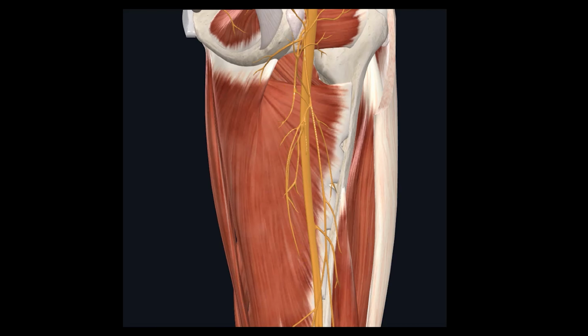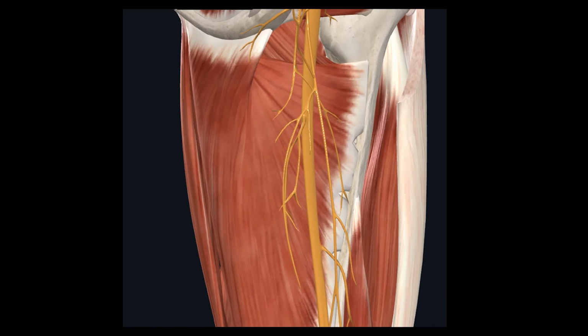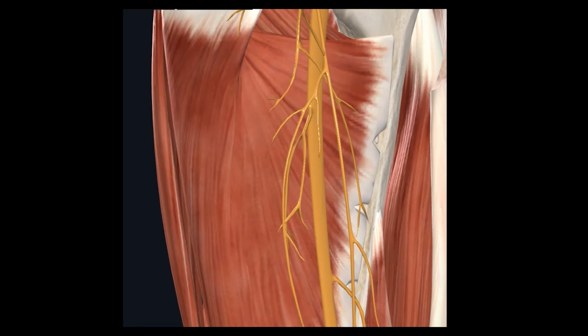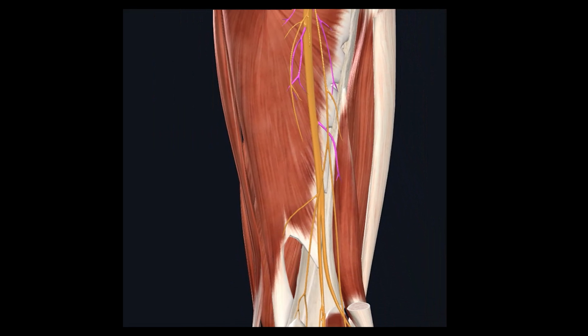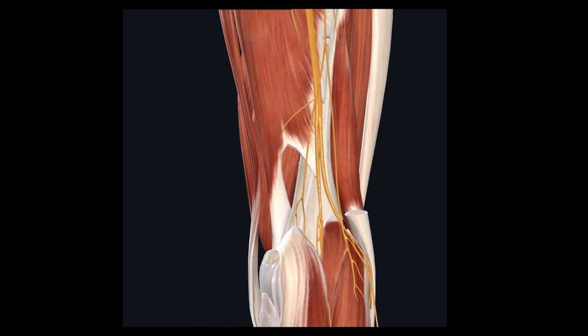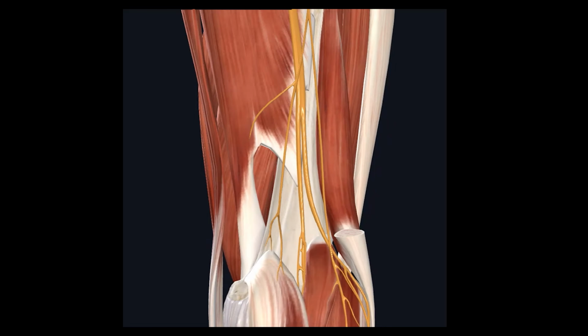Along the way we have these branches here. These are the muscular branches that innervate the hamstring muscles, so that's the semitendinosus, semimembranosus, biceps femoris, and the hamstring portion of the adductor magnus. So let us get rid of those now and we can concentrate on further nerves.